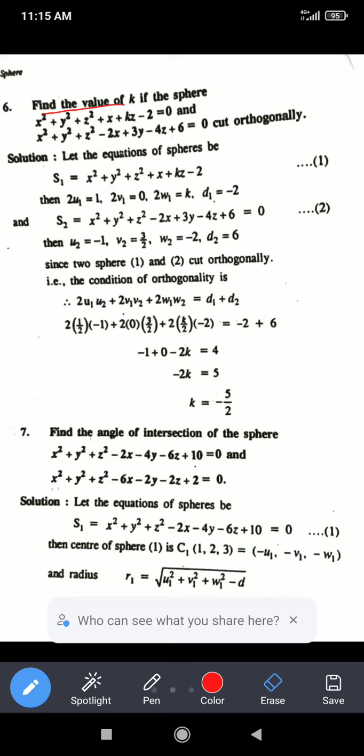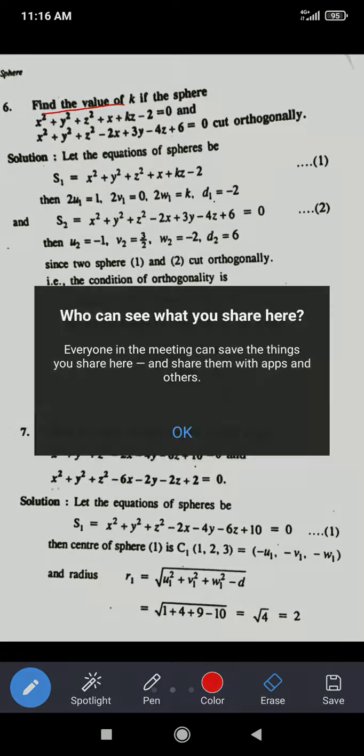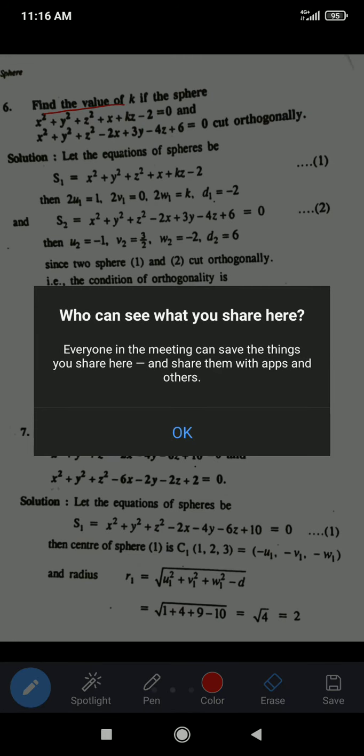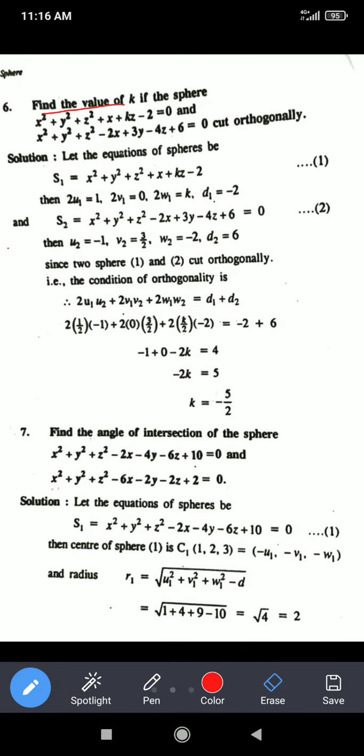So here two equations are there. I am using u1, v1 and w1. Okay, so then the values of u1, v1, w1 are 1, 2, 3. Using this method we have to find the values of u1, v1, w1. Then the radius of this equation is r1 is equal to square root of u1 square plus v1 square plus w1 square minus d.